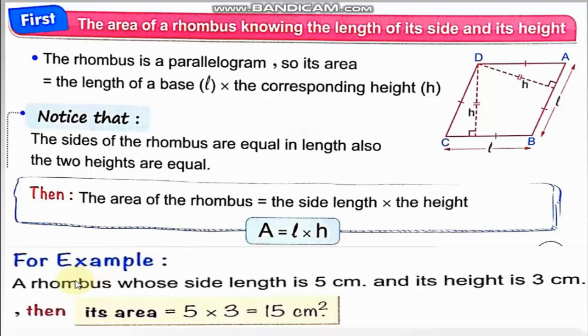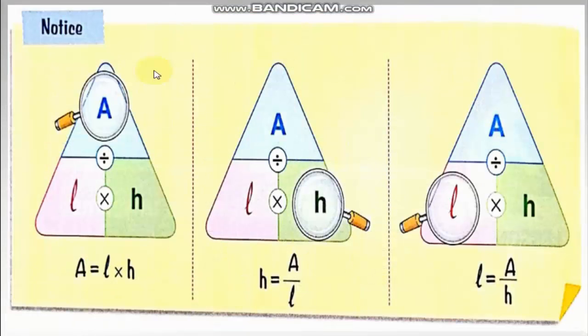For example, a rhombus whose side length is 5 centimeters and its height is 3 centimeters. Find the area. We know that the area of a rhombus equals L times h, and L here, the side length, is 5 centimeters and h for the height equals 3 centimeters. So the area will be 5 times 3 equals 15 centimeters square.